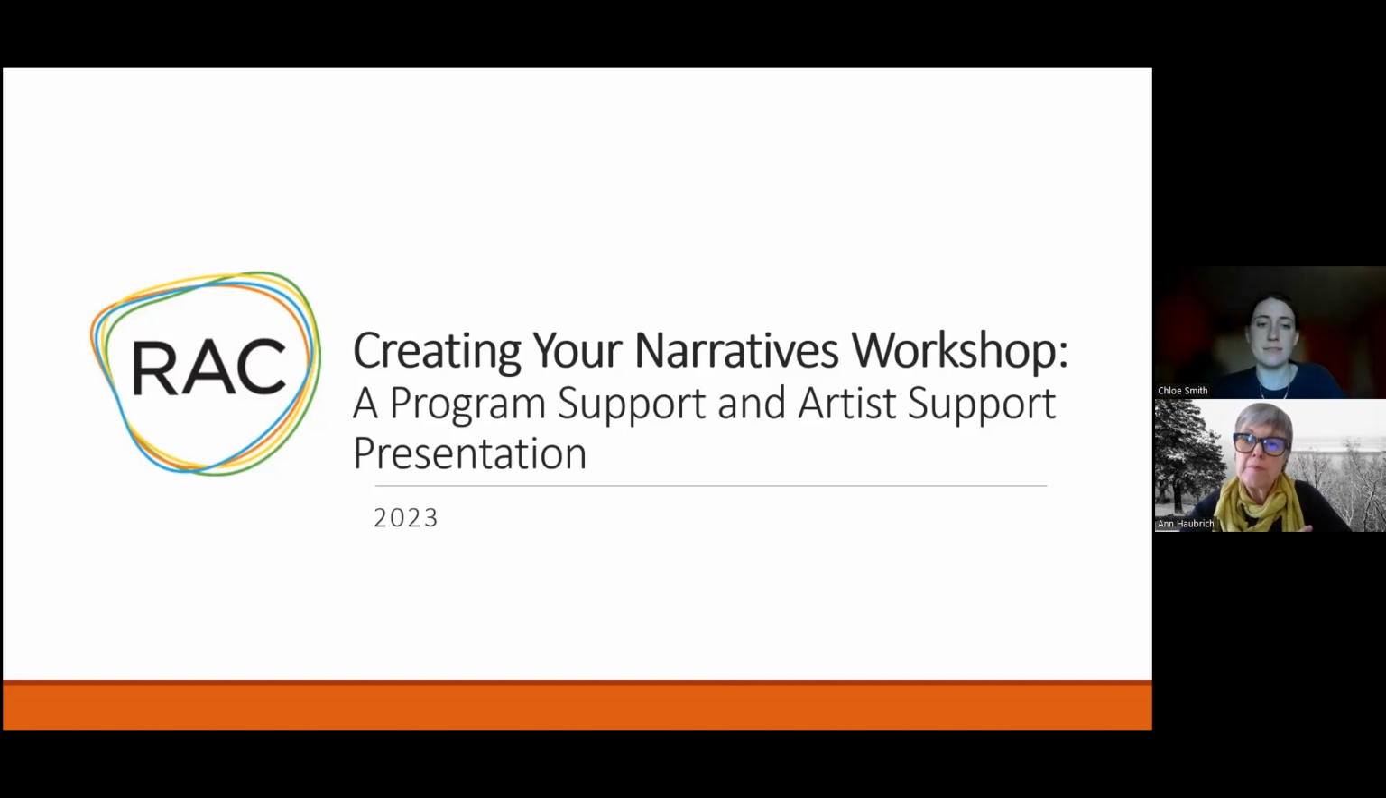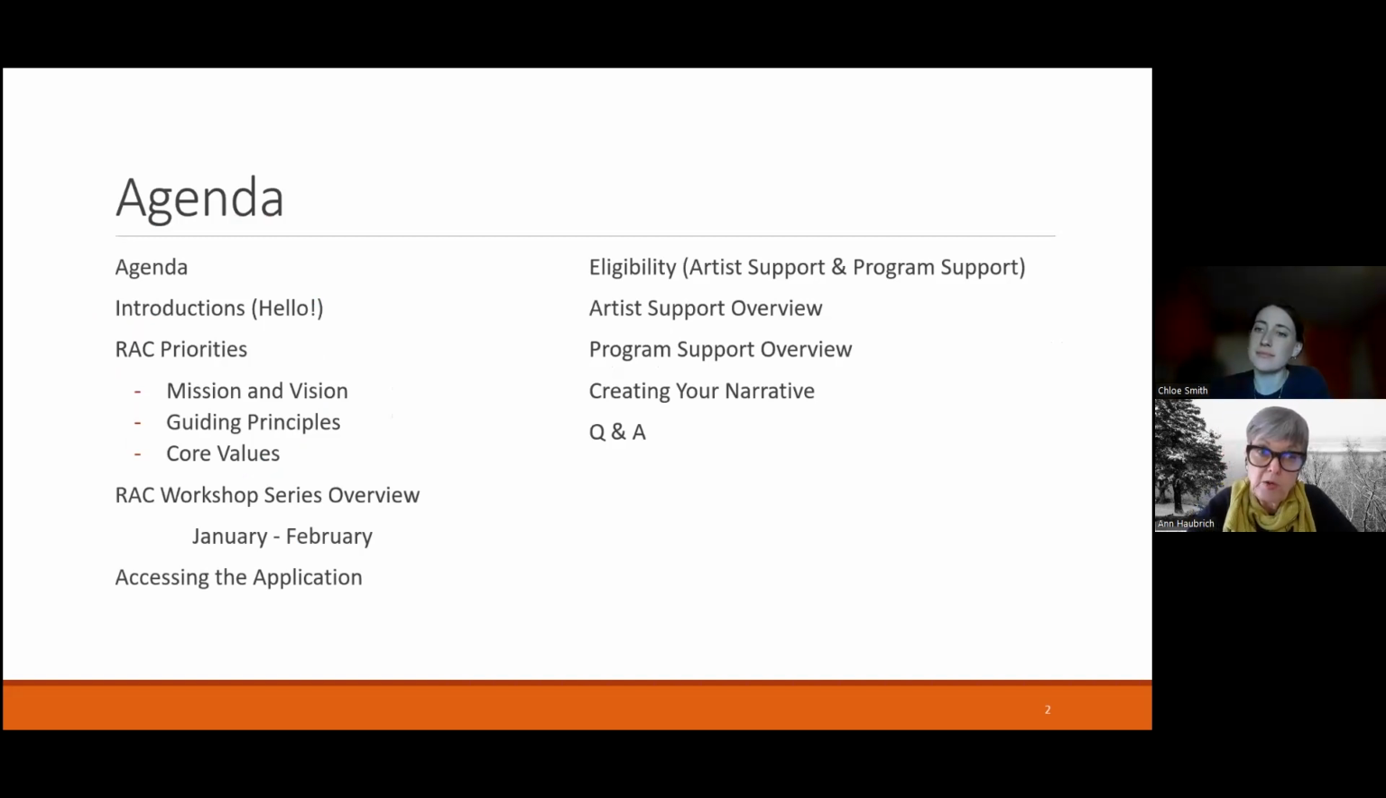Before we get into the meat of this presentation, we are going to go through some pretty foundational things about the application process for both program support and artist support. So bear with us, and then we'll get into creating your narratives very soon. The agenda: we'll go over the RAC priorities, the mission and vision, the guiding principles, and the core values, because I think that's all really important when you're creating your narratives for the application. Then we'll go over the RAC workshop series overview, which is taking place through February. Then accessing the application, the eligibility for both artist support and program support, the artist support overview, the program support overview, and then creating the narrative, with tips on how to do that effectively, not just for RAC grants, but for any grants that you may be applying for. And then we'll have the Q&A.